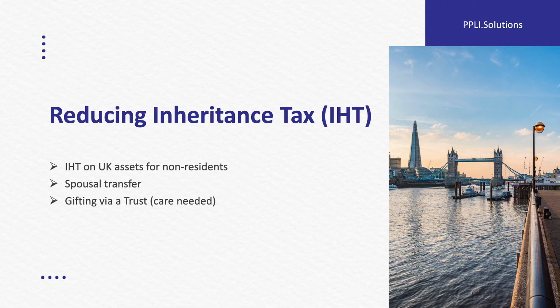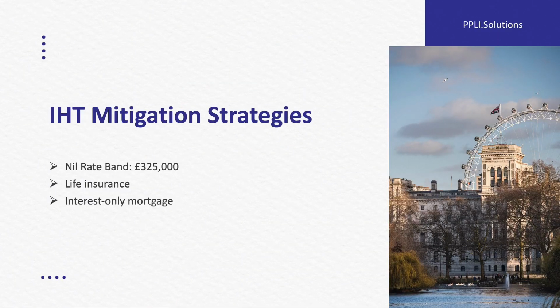There are a couple of ways to mitigate this. Firstly, you can transfer the property to a UK spouse, though this might only delay the IHT liability. Secondly, gifting the property through a trust is possible, but this is complex and requires careful planning. Currently, there's a nil rate band of $325,000, meaning no IHT is paid on the portion of the estate below that. Other strategies include taking out life insurance to cover the potential tax bill or using an interest-only mortgage to reduce the property's net value for IHT purposes.